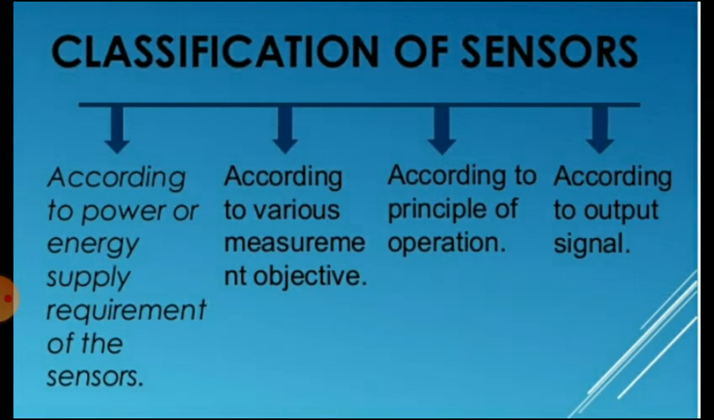Then the classification of sensors. Sensors are classified according to power or energy supply requirement of the sensors. The second category is according to various measurement objectives. The third category is according to principle of operation, and the fourth category is according to output signal.